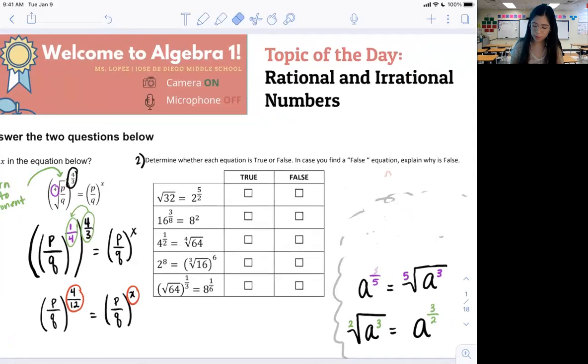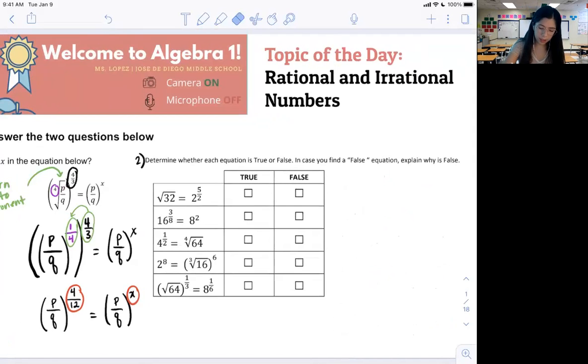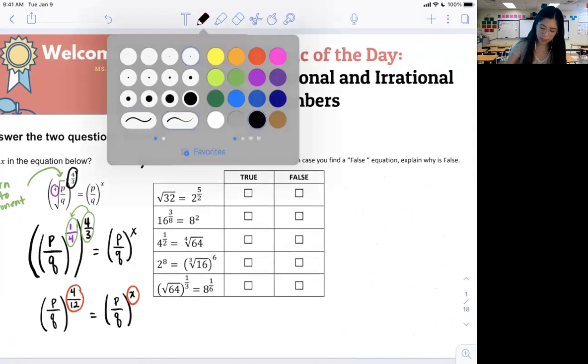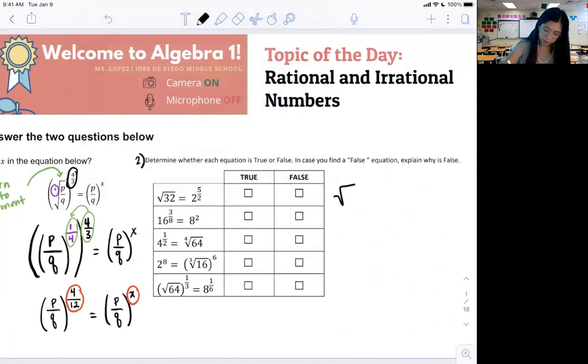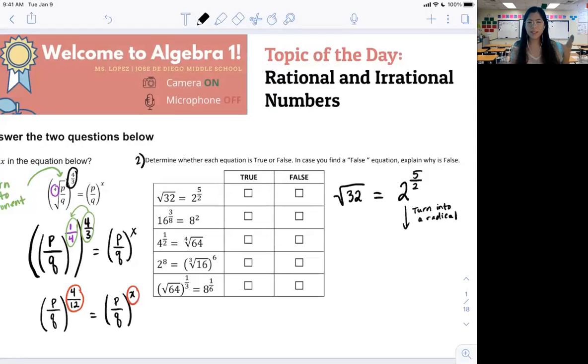So I'm going to erase these rules. And let me just start with number 1 as an example. So I have the square root of 32 equals 2 to the power of 5 over 2. One thing that I would start off with is I would say, okay, on one side I have a radical, on the other side I have an exponent. I want those two to match. So I'm going to start off by turning this one into a radical. Because then when I have radicals on both sides, I can see if they match.